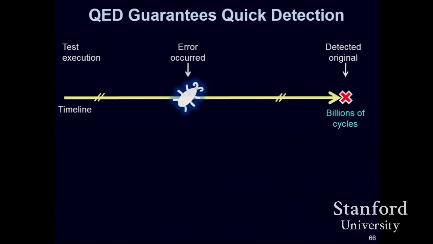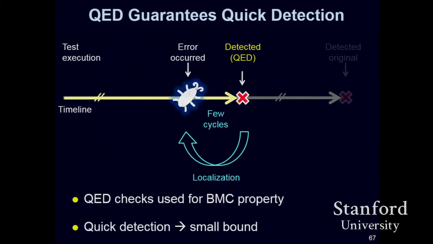Okay. Now, remember what Subhasish said, that QED has this property of guaranteeing quick detection. What this means is that because we have this property, we'll usually be able to find a bug if one exists in a few cycles. And this addresses the issue that bounded model checking gets worse as you unroll more cycles. In fact, for the results I'll show you later, we were able to find all the bugs in less than 10 cycles. So there was always some QED test of just a few cycles long that would detect the bug.